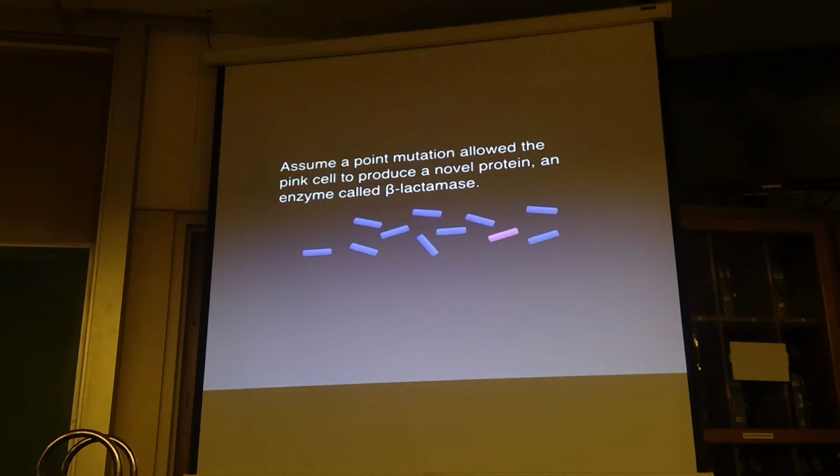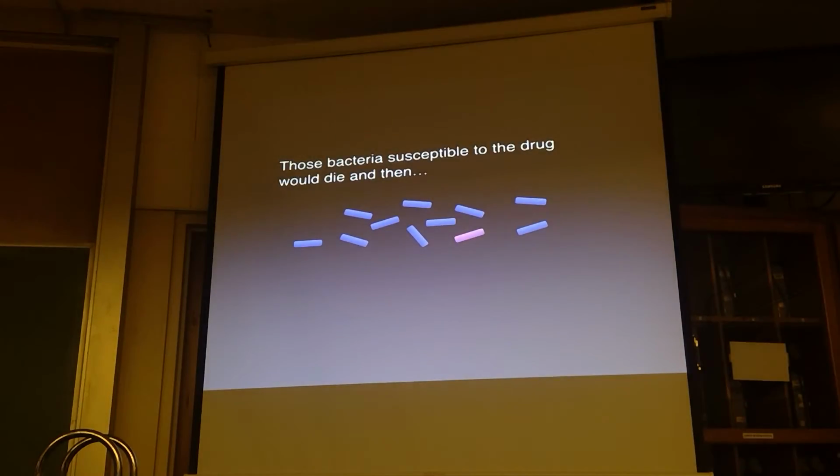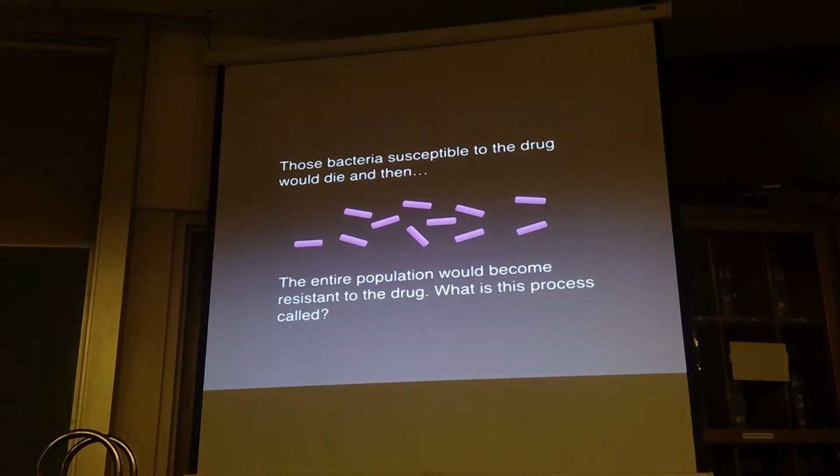So let's say that this particular group of bacteria, and that one little mutant there, find themselves within a patient that is taking beta-lactam antibiotics. What's going to happen to the population? The pink guy is the only one that can produce beta-lactamase. The rest of those guys are going to die. They're going to get wiped out by the drug. And we've got one little bacteria left, and what's that one going to do? It's going to reproduce. And now we have a brand new population, and they're all resistant to beta-lactam antibiotics. So the entire population has become resistant.